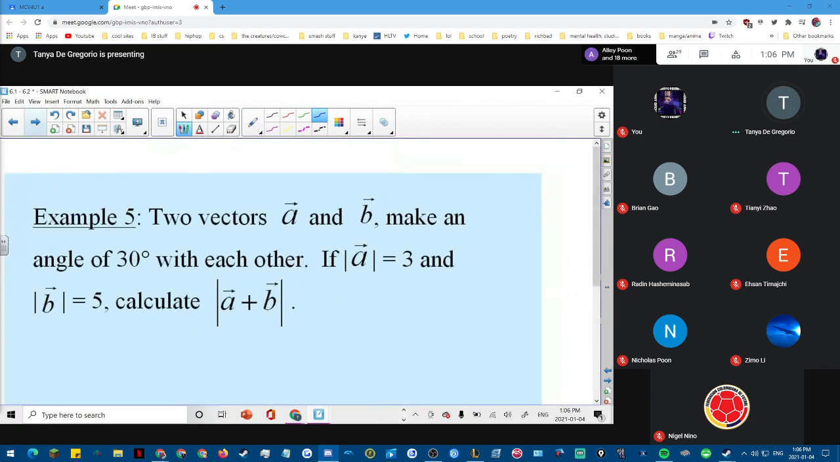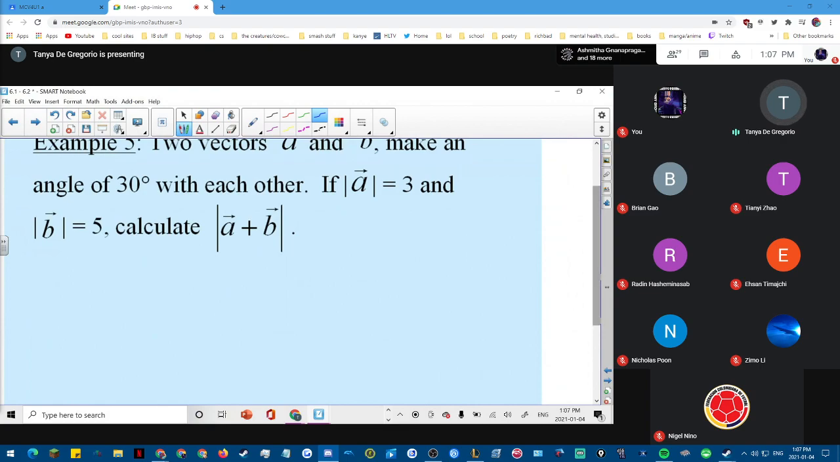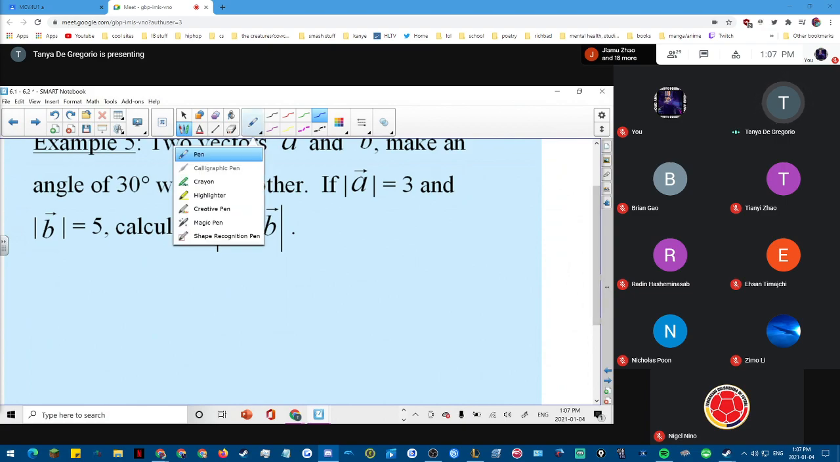Example 5. Two vectors A and B make an angle of 30 degrees with each other. Okay, right away. We're talking about two vectors making an angle. So that means I need to draw these vectors tail to tail. That means both arrows are away from one another. And it's got to be approximately 30 degrees. And I don't care which way you draw this. It doesn't matter how you draw this, as long as the angle looks like it's approximately 30 degrees. It's not going to be exact, but we know that it's acute, correct?